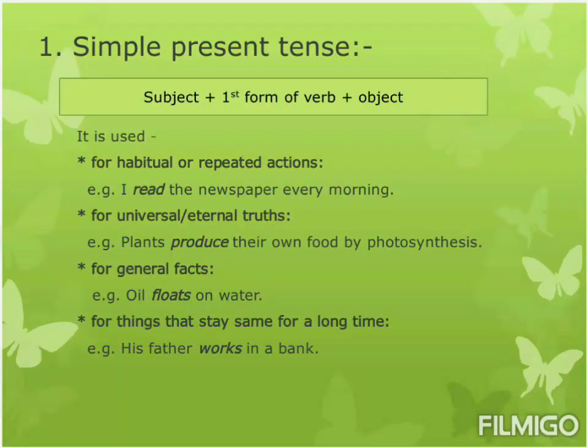A simple present tense is used for habitual or repeated actions. I read the newspaper every morning. I wake up early in the morning. I go for a walk every day. These sentences show my habit that I do every morning, every day.